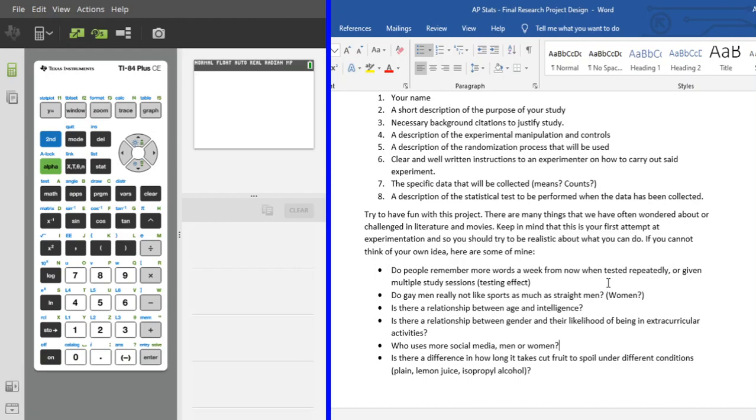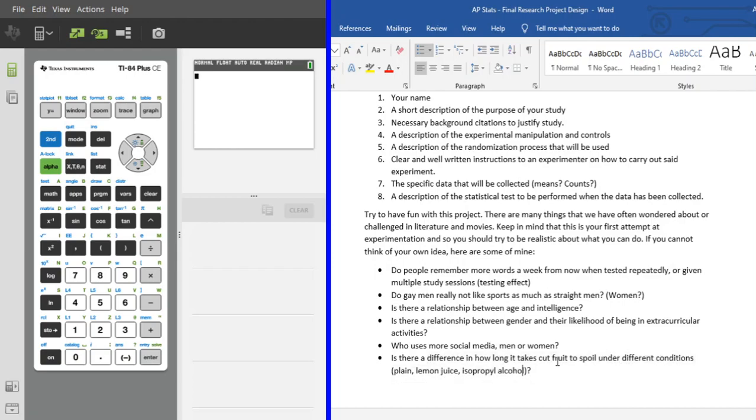For example, do people remember more words a week later when tested repeatedly or given multiple study sessions? This is really just an example of what is called the testing effect. You also happen to have other ideas. For example, is there a relationship between age and intelligence? Is there a difference in how long it takes cut fruit to spoil under different conditions?